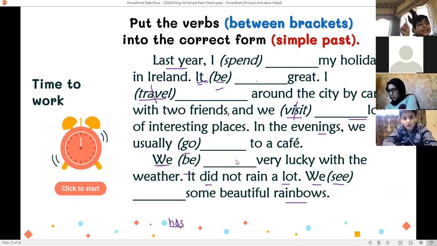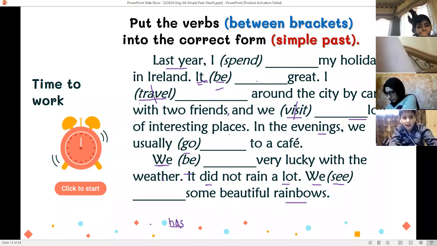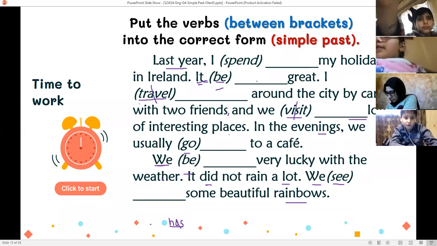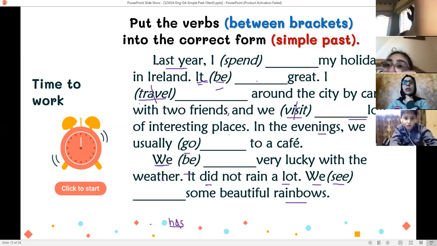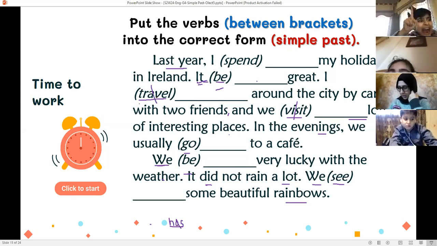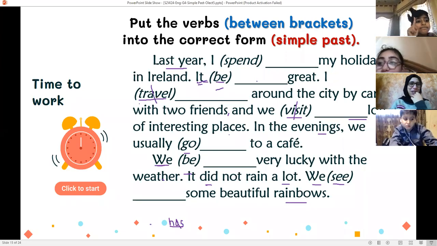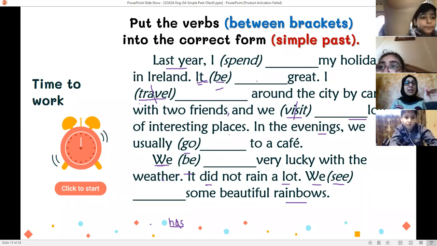With ED. Okay, let me have Talia. Talia, do you agree with Ali Basma? Spend? Yeah, he said spended with ED. Yeah, Miss, last year I spent my holiday in Ireland. It makes sense. So you say also ED. Brahim, Miss, do not say the answer. Brahim Hijazi.